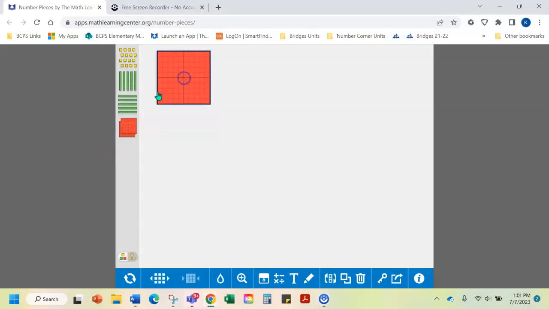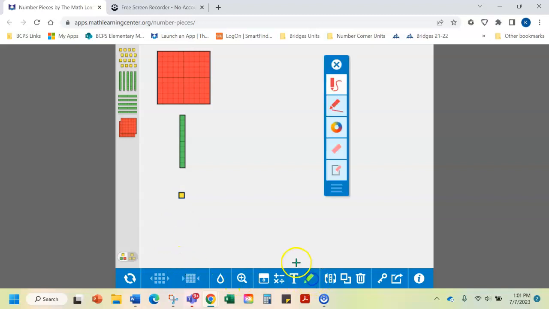When we use this app, we can drag the pieces out from the bar to model numbers. Your students should remember that when we are looking at this mat, that mat has a value of 100. When we're looking at this rod, we are looking at a value of 10. And this unit has a value of 1. So students should be familiar with that math terminology and vocabulary and how they will represent numbers using these base 10 pieces. Let's look at a couple of examples together.